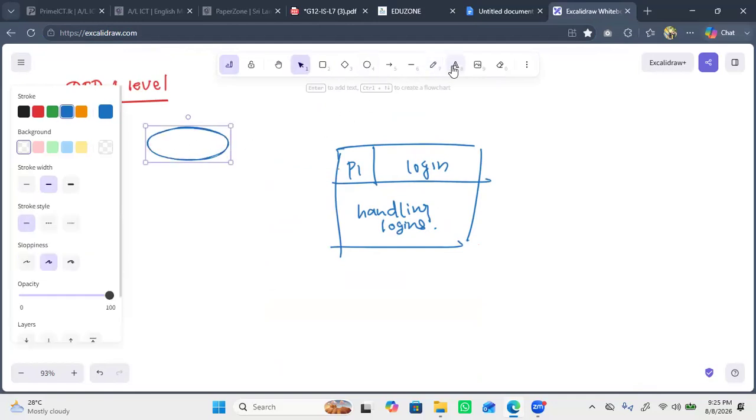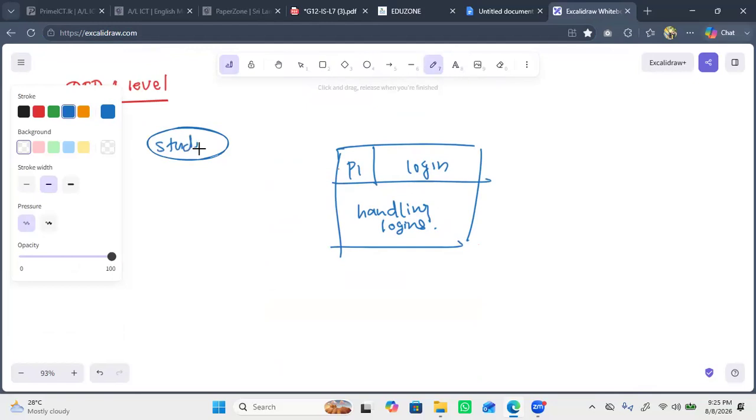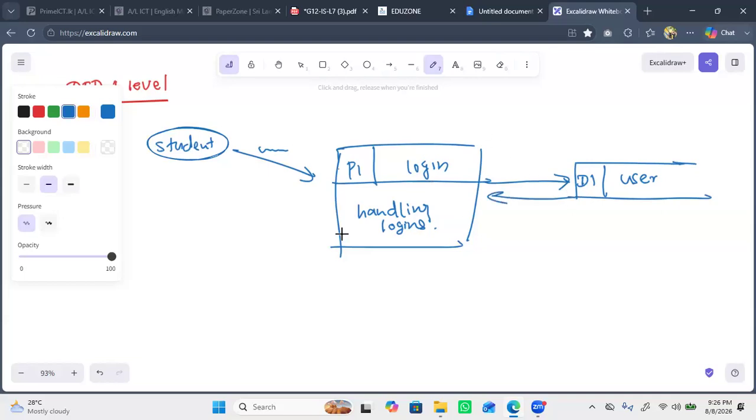Then I can link a student who is sending his username and password to this login process. The login process is checking the database, which should be a digital database. So I put D1. This is the shape for a data store: the users data store. Let's assume it's user data, a database having the user table. Our process takes the data from the user database, handles the login, checks whether the entered username and password are correct, and sends the login success message.